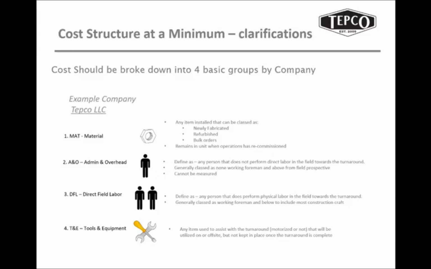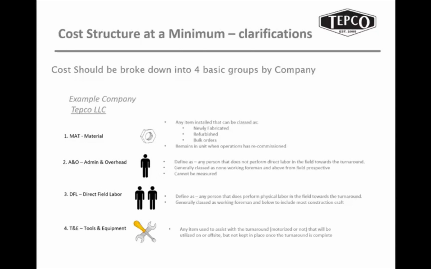So those are four of the highest level, bare minimum cost control categories that we try to break things down into. So when we prepare the budget, we prepare it like this. When we receive a bid, we want to see the bid. So if I were using direct field labor, I want to see the number of people, the total hours, and a cost associated with that.